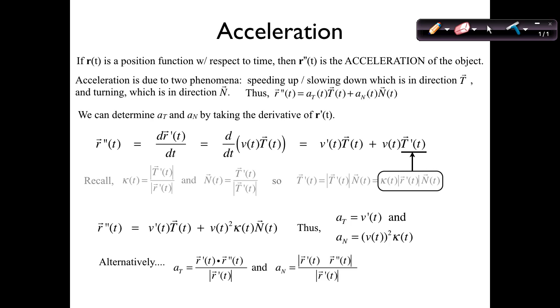And then here's the normal acceleration. The acceleration in the N direction, is that going to be as much of the second derivative in the direction of r prime or orthogonal to r prime? Remember, N is orthogonal to T. So we want as much of this as is orthogonal to r prime, and so that's going to be cross product.